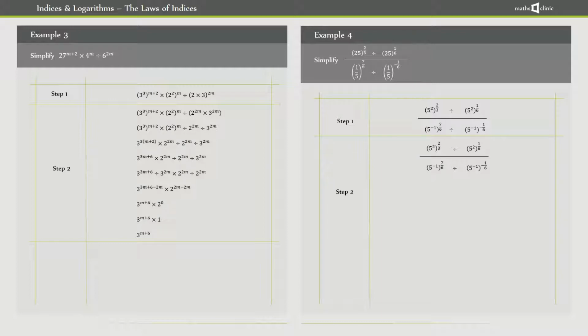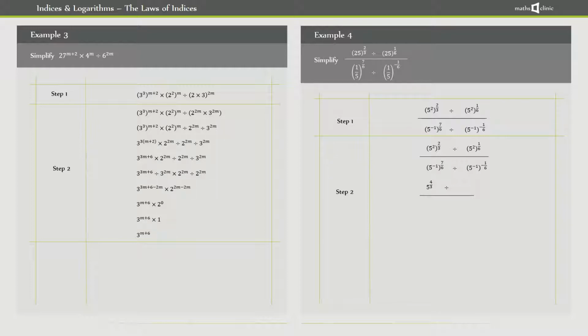Okay, and the next thing we want to do now is solve this using different laws of indices. Looking at it, the first thing we want to do is apply the double power law, and we can do that to the numerator. So we have 5 to the power of 2 to the power of 2 over 3, which becomes 5 to the power of 2 times 2 over 3. You end up with 5 to the power of 4 over 3.